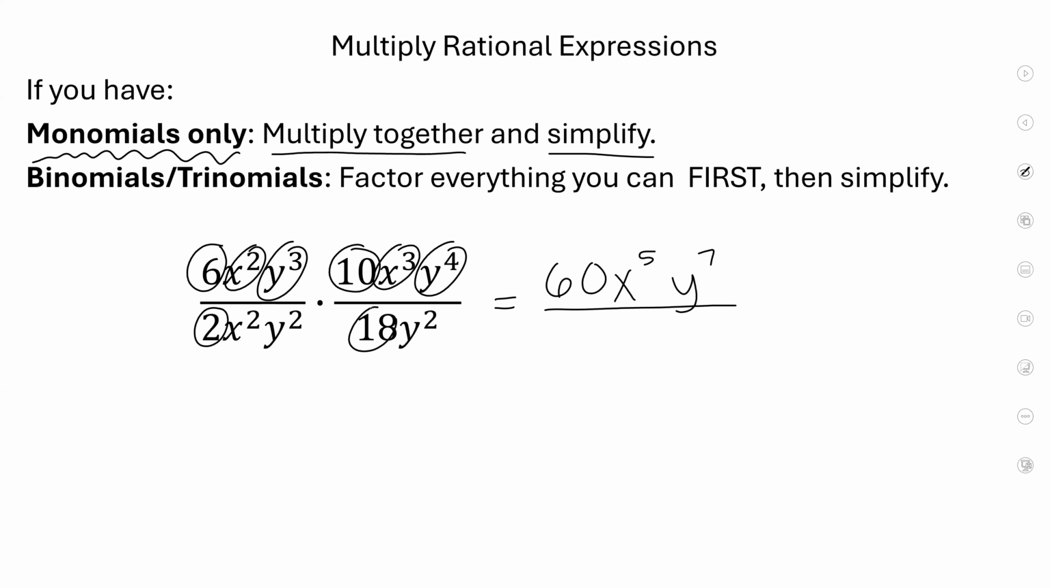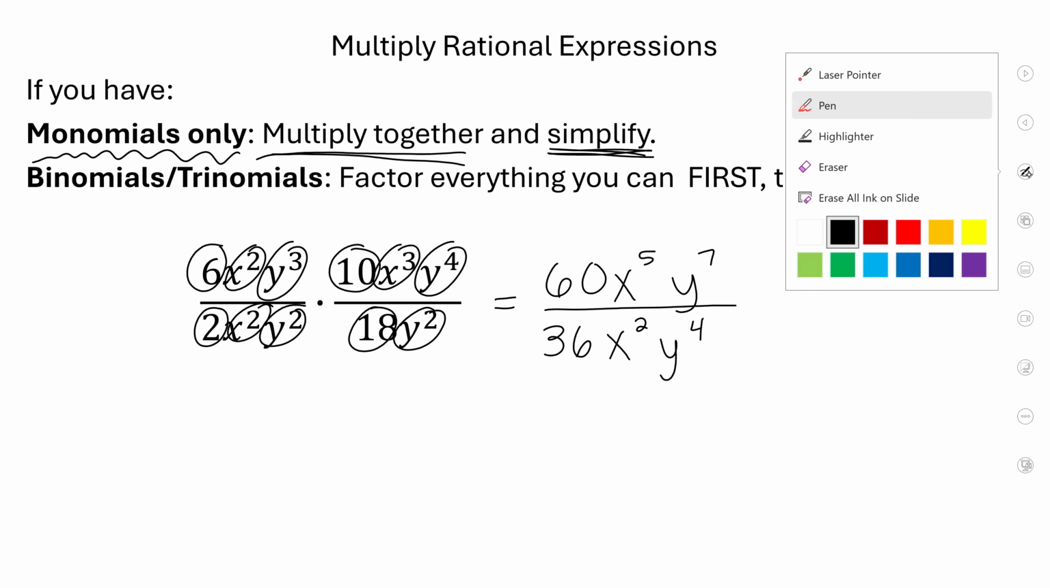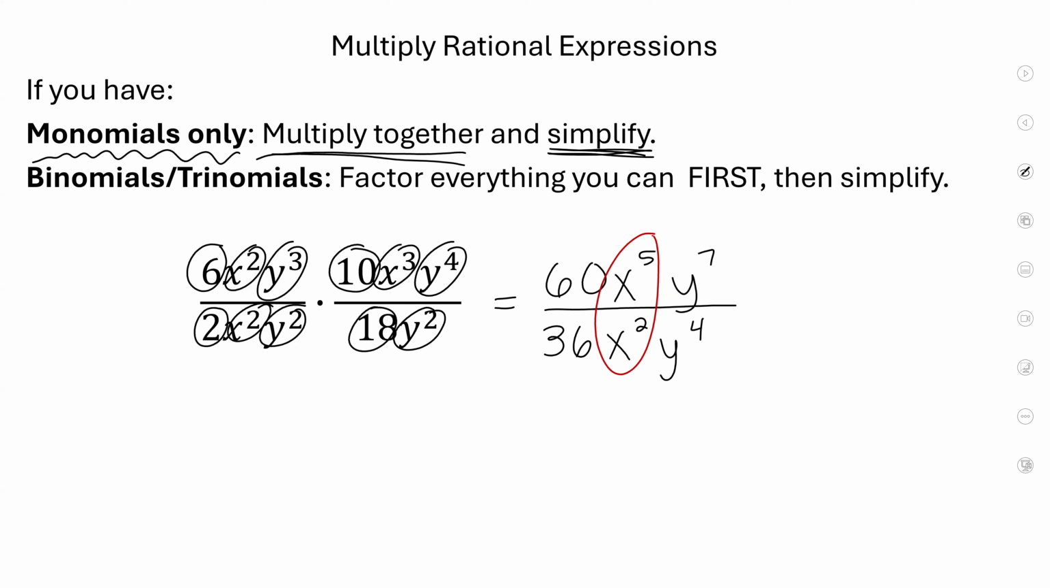2 times 18, that's 36. X squared, there's no other x's, so that'll just be x squared. Y squared times y squared is y to the fourth power. So I multiplied everything together. Now I'm going to simplify. So this will become x cubed. This will become y cubed. 60 can be divided by 12, and 36 can be divided by 12. 60 divided by 12 is 5. 36 divided by 12 is 3. So this is your answer.